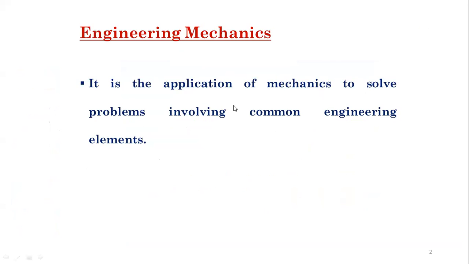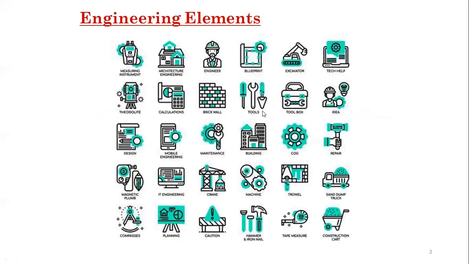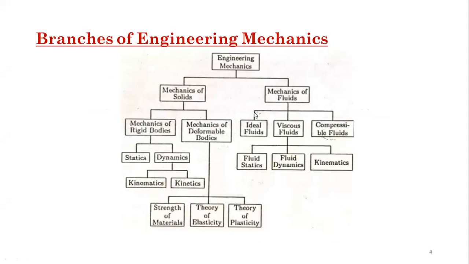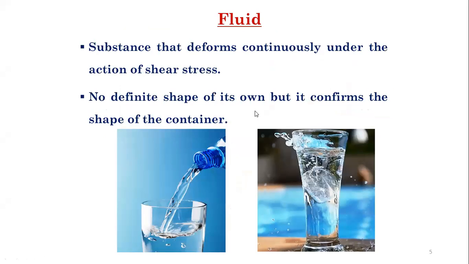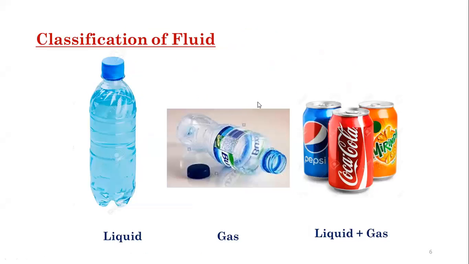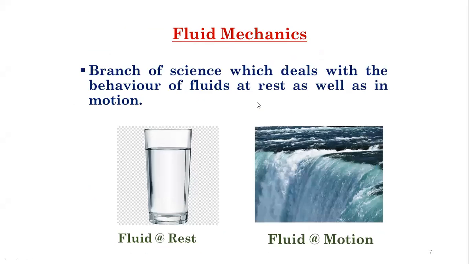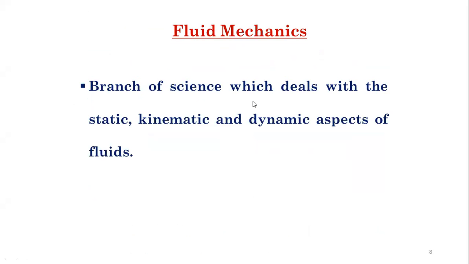So we have seen the different elements which are used in engineering and branches of mechanical engineering we have seen, and these are all the things which we have learned in the last class. So what is fluid? Types of fluids we have seen, mechanics and types of mechanics we have seen.